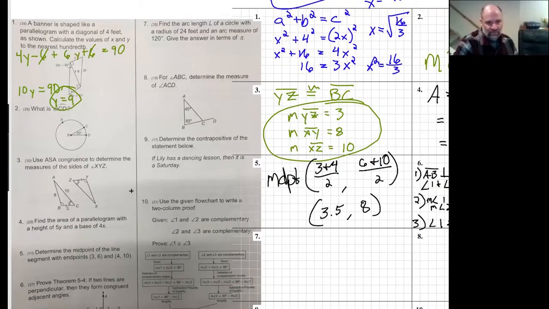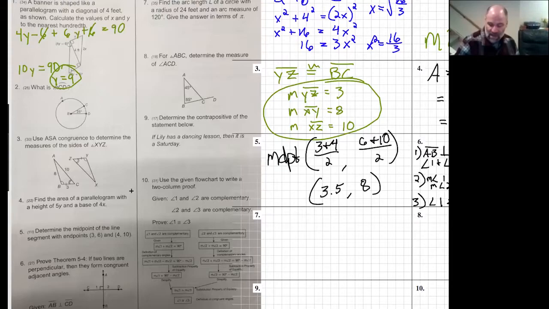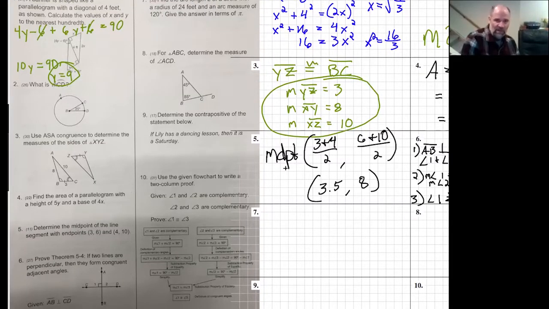Number 7, find the arc length. So now we're finding the length, not the measure. I'm going to draw a little circle here and label it. The radius is 24 feet, and the arc measure is 120. So 120 looks maybe like that. This is 120 degrees, but we want to find this length.